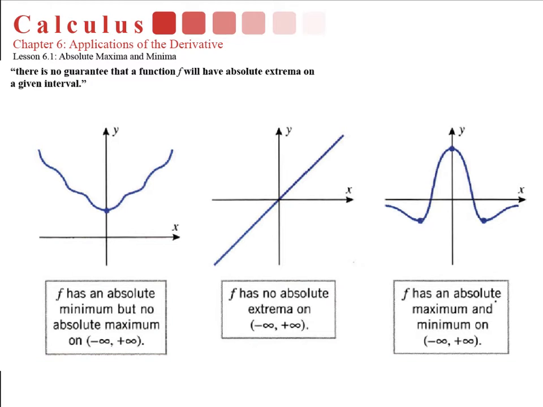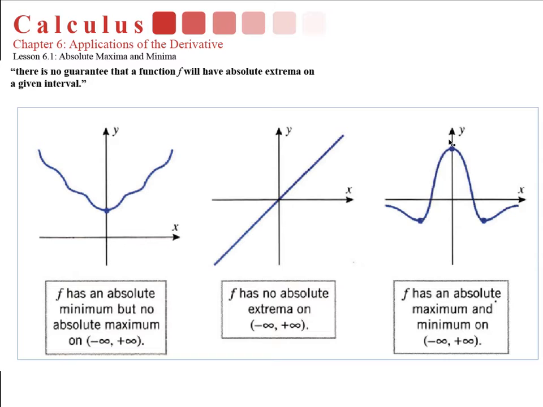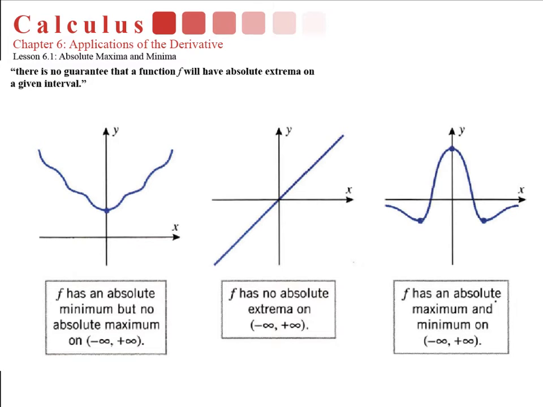Finally, for the third one, this function has an absolute maximum here and two absolute minimums here because they are the same height. If one was lower than the other one, then that would be the absolute minimum, and the other one would just be a relative minimum. This one has its absolute extrema on the open interval from negative infinity to infinity, meaning that no other maximums or minimums absolutely occur on the entire interval.